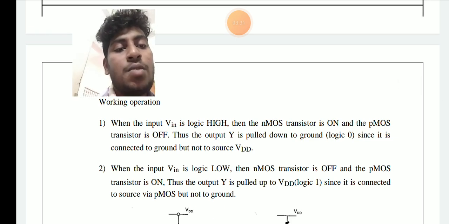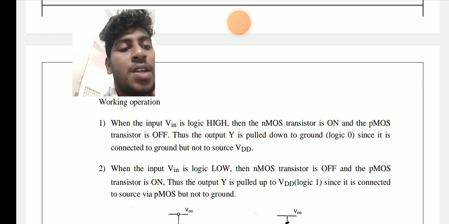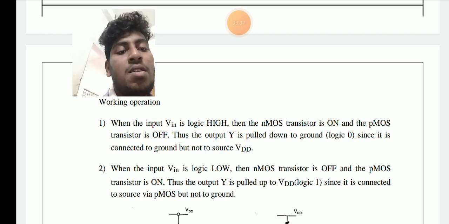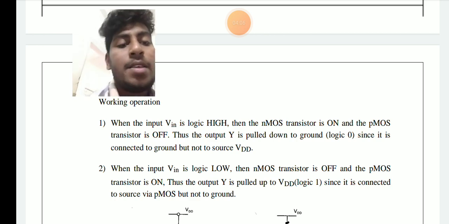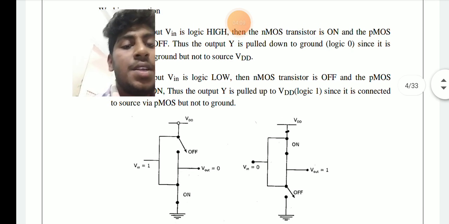Working operation: when the input VIN is high logic, the NMOS transistor M1 is on and the PMOS transistor is off. Thus the output Y is pulled down to ground, logic 0, since it is connected to the ground but not to the source VDD. When the input VIN is logic low, the NMOS transistor is off and the PMOS transistor is on. Thus the output Y is pulled up to VDD, logic 1, since it is connected to the source via the PMOS but not to ground. In the diagram shown below, VDD and VCC.